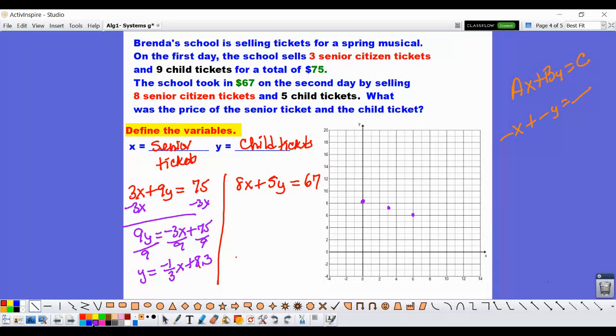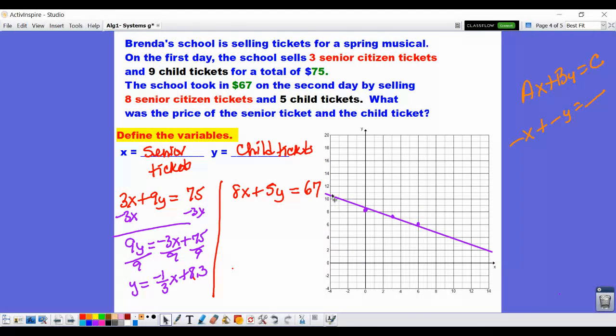Go ahead and get that graphed. Okay, that's not too bad. It's a little bit off, a little bit crooked. Okay, that's pretty good.